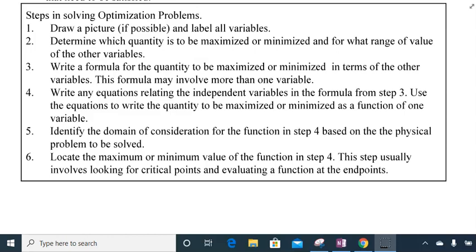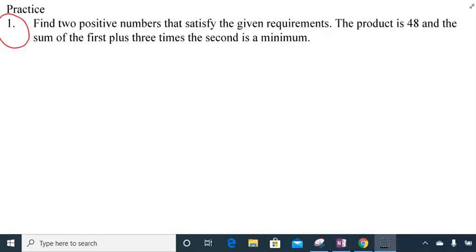5. Identify the domain of consideration for the function in step 4 based on the physical problem to be solved. And 6. Locate the maximum or minimum value for the function in step 4. This step usually involves looking for critical points and evaluating a function at the end points. Now, let us look at a problem. A basic problem.